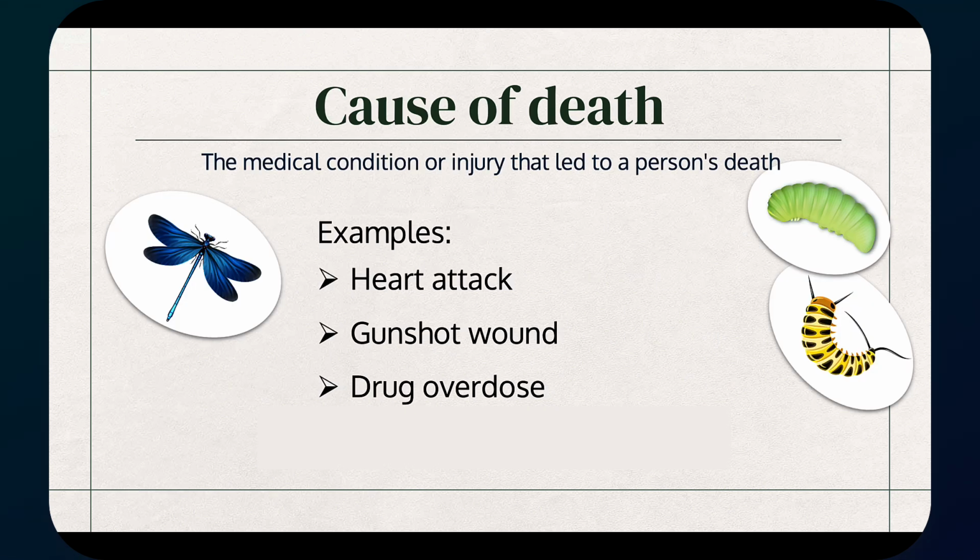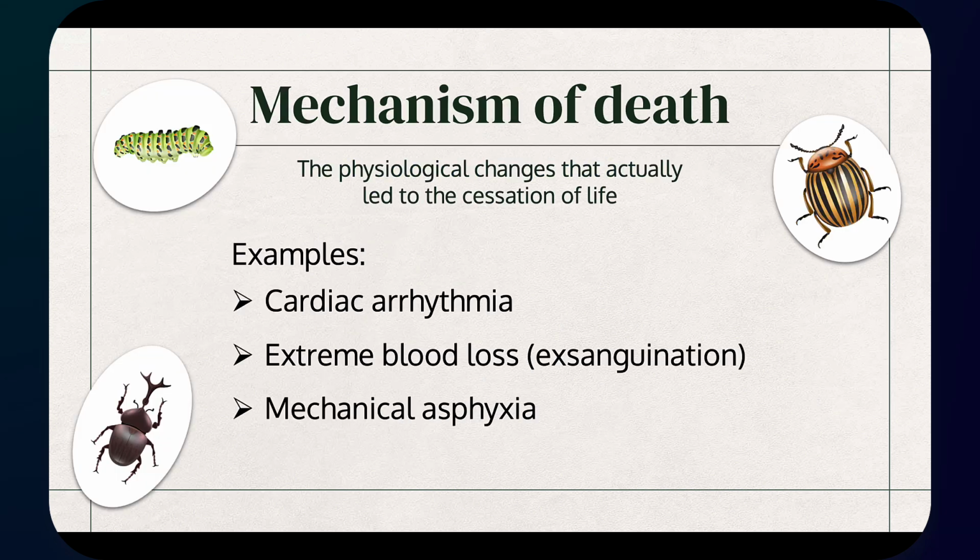The cause of death is the medical condition or injury that led to a person's death. It could be disease, injury, poisoning. It's what is the medical reason for the death. It's the circumstance that initiates the chain of events leading to the death, the disease or trauma that directly caused the victim's death. Examples can include a heart attack, a gunshot wound to the head, a drug overdose. The mechanism of death is the physiological change that leads to the death. It's the immediate result of the cause of death, which is the disease or injury that causes the physiological change.